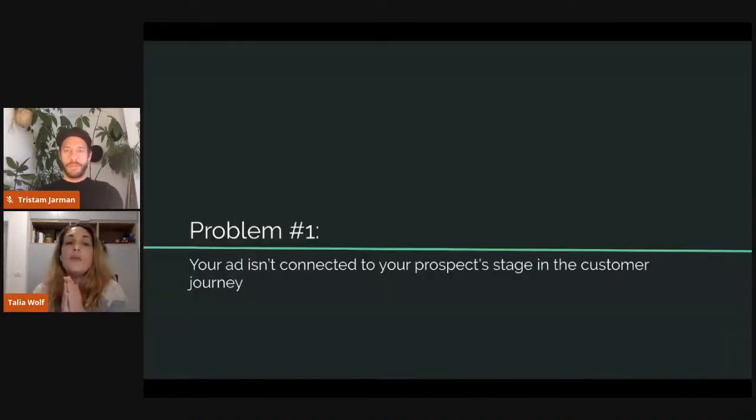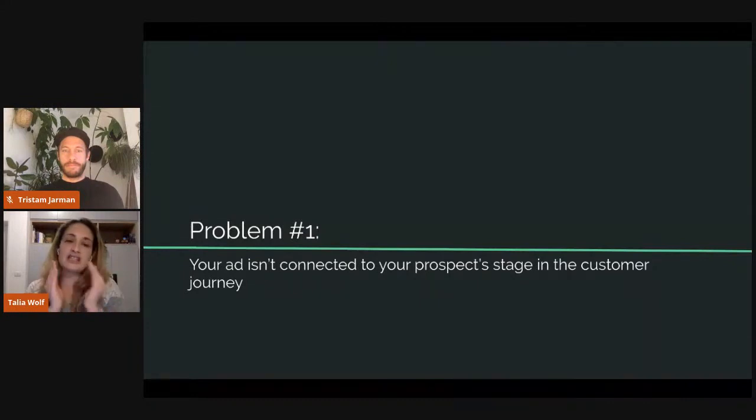Okay, problem number one. Your ad isn't connected to your prospect's stage in the customer journey. So this is like top of the funnel stuff, and this is about the ads. People go through several stages within the customer journey before converting. And most times I've seen that the ads in a funnel aren't connected to the right stage. This is a big problem that people keep seeing.